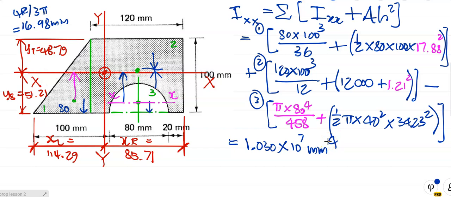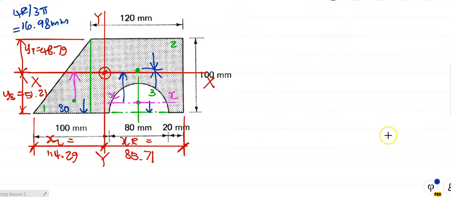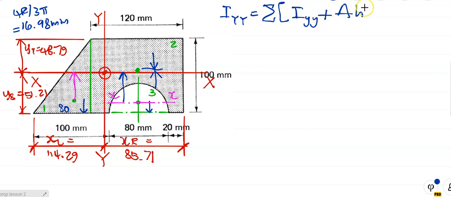Right. Let's work out IYY. Formula for IYY is IYY, big Y, is equal to the sum of open square bracket I small y plus A H squared is equal to, alright, element number 1. I just put the 1 there to tell myself I'm busy with element 1. You don't need to put it in, but I find it's good practice.